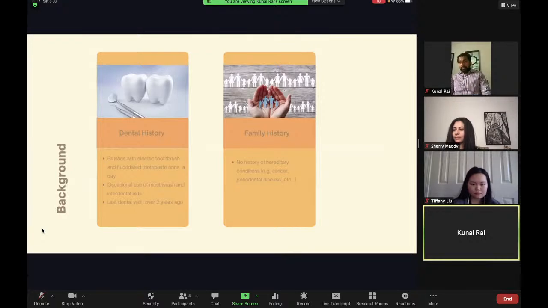Family history. In his case, there was no history of hereditary condition. Why? Because gum disease, which the technical term is periodontitis, these are generally autosomal dominant disorders, so it can run in generations. So if that is the case, we need to make sure that he has nice, healthy gums before we do any elective work.